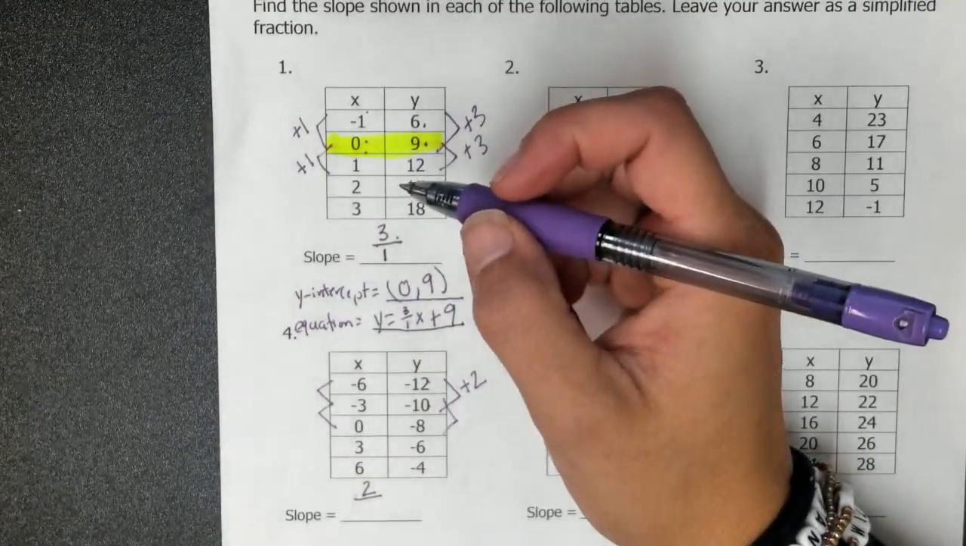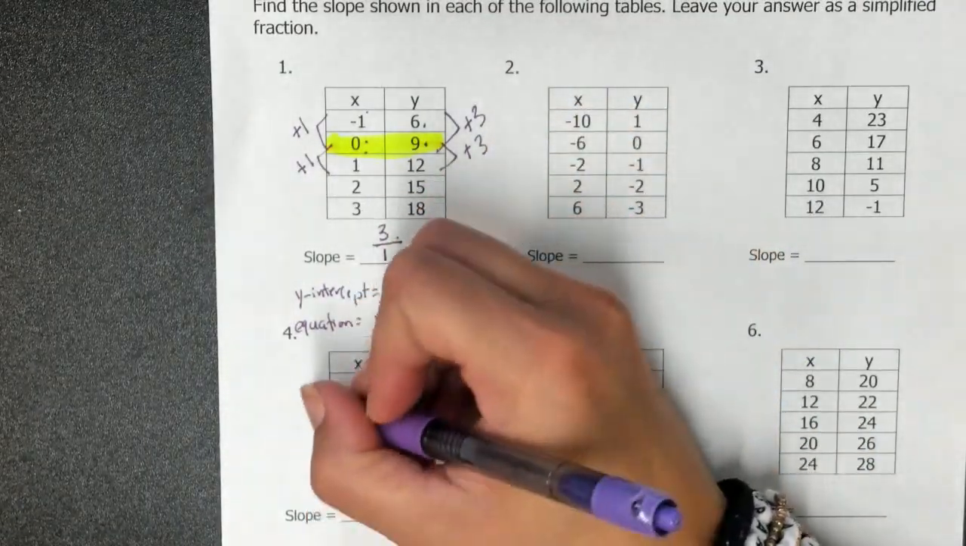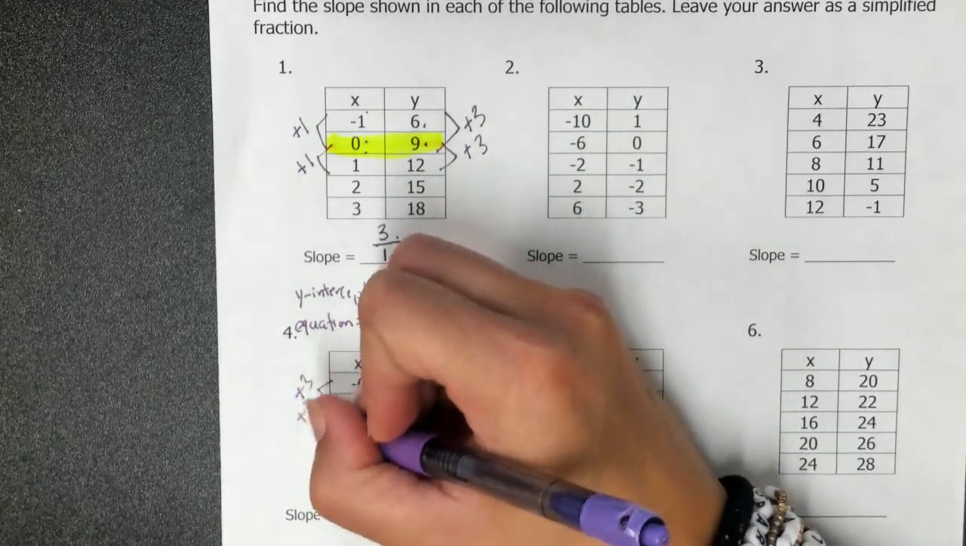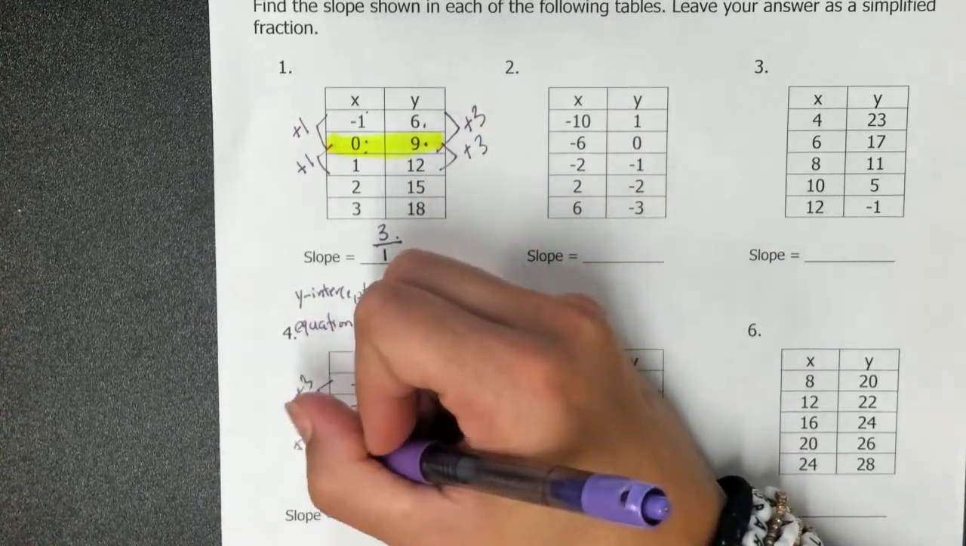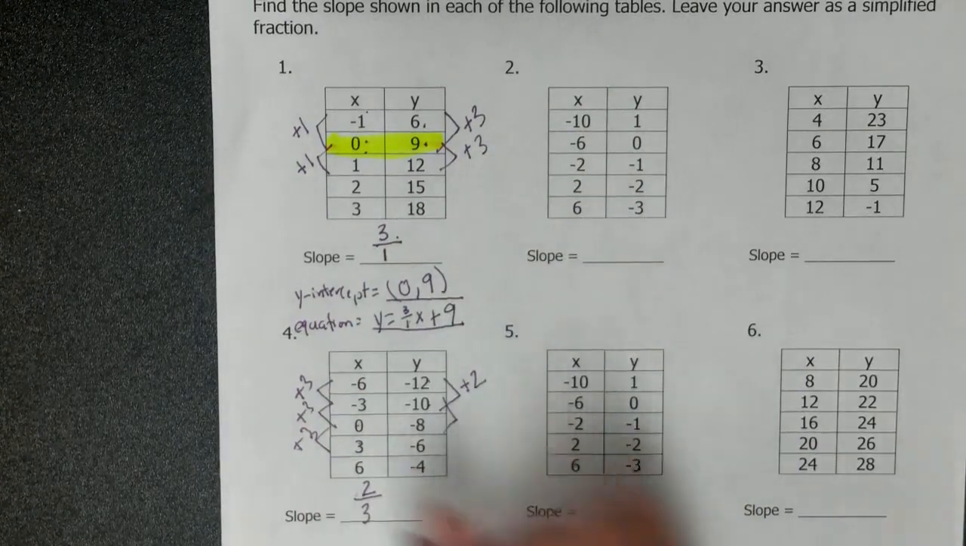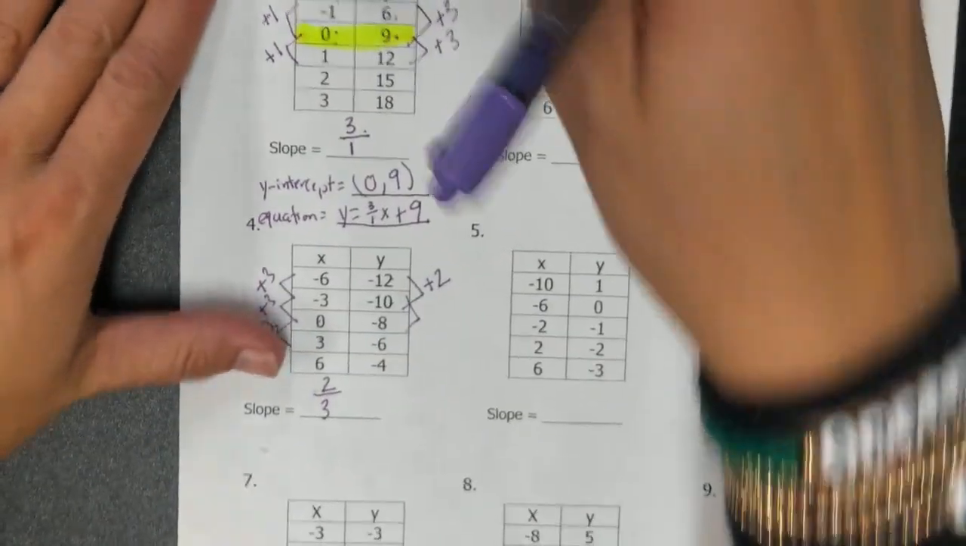Okay, how much is my x changing by? Well, this looks like it's getting 3 bigger. If you need to use a calculator, you can. 0 to 3 is 3. So my slope is 2 over 3.